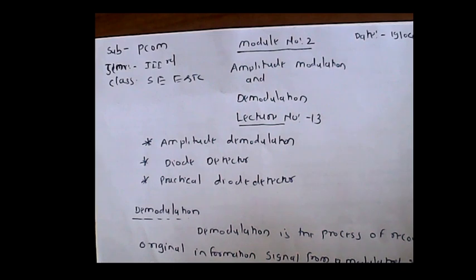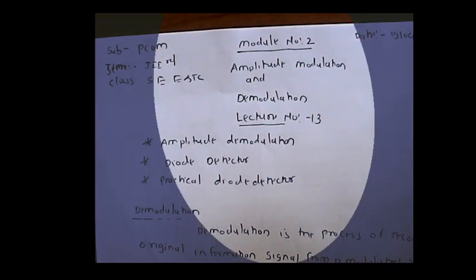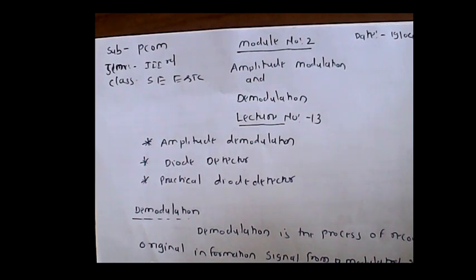So today we'll start with module number 2, amplitude modulation and demodulation, lecture number 13. In the previous lecture we discussed the single sideband technique and its formulas. Today we'll discuss demodulation, the types of demodulation circuits, and what is meant by demodulation. So here we discuss amplitude modulation.